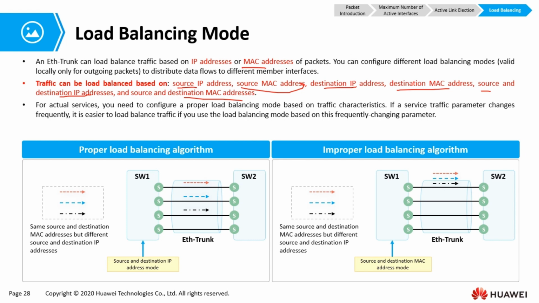So some members have a high load and some members totally do not send any data. So that's why, when we say you have to check the conditions: if the source and destination IP addresses are always changing, you have to do the load balancing based on the source and destination IP addresses instead of using MAC addresses.